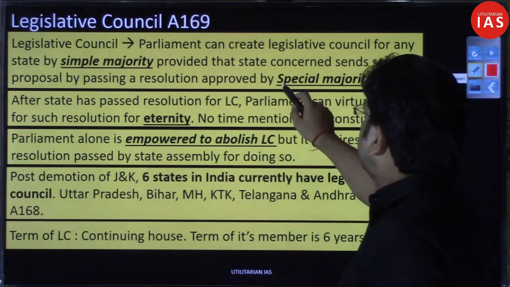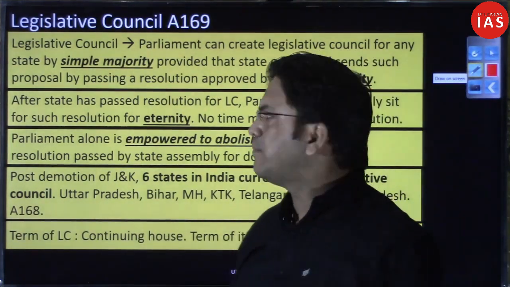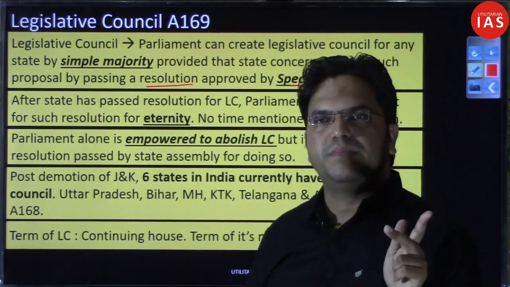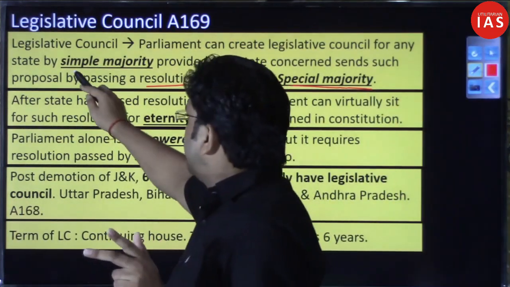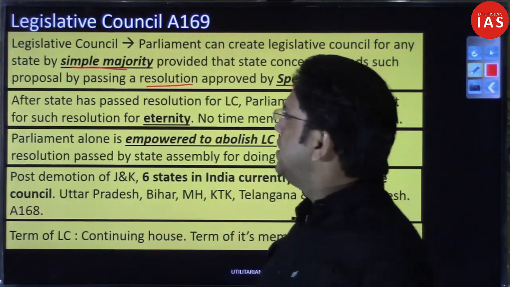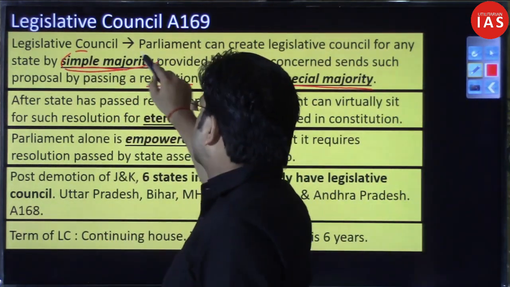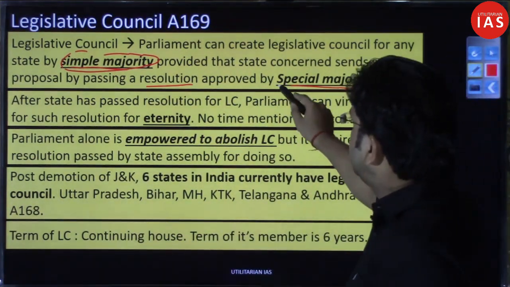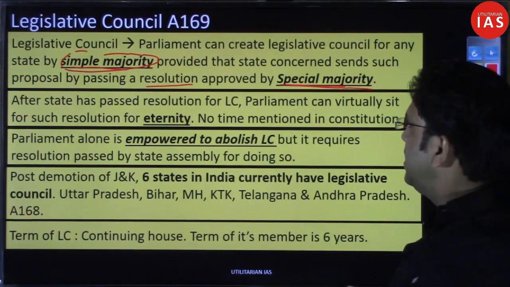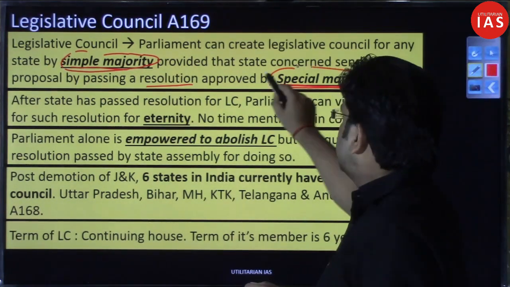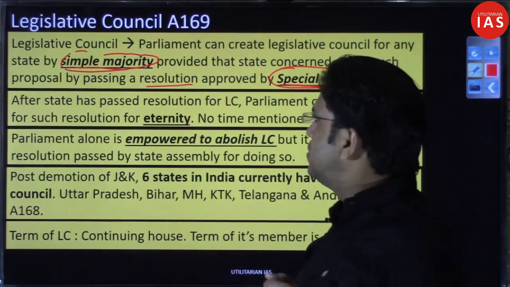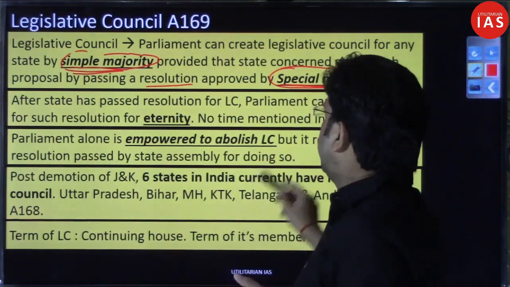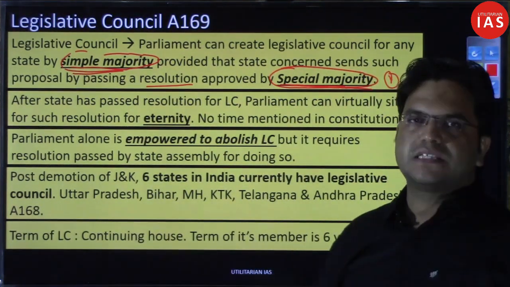So special majority is required by the state legislature when they are passing this resolution and requesting parliament to create a legislative council for their particular state. But when it reaches parliament, parliament needs to pass that request only with a simple majority. So you need not be confused. Again, special majority is required in the state legislature, but in parliament, simple majority, right? So that is the first point regarding the legislative council.